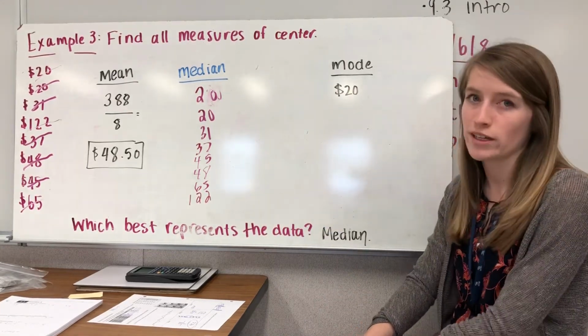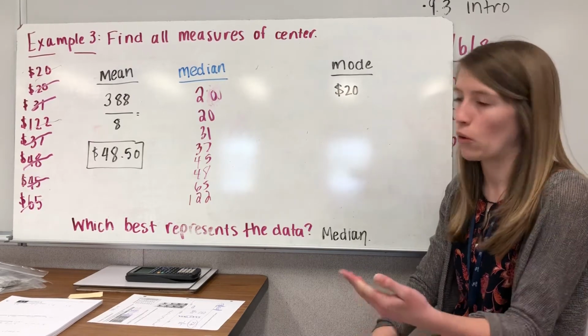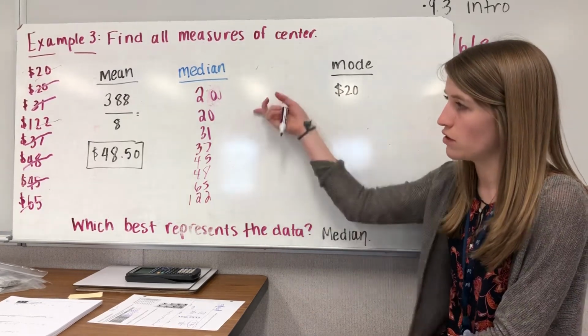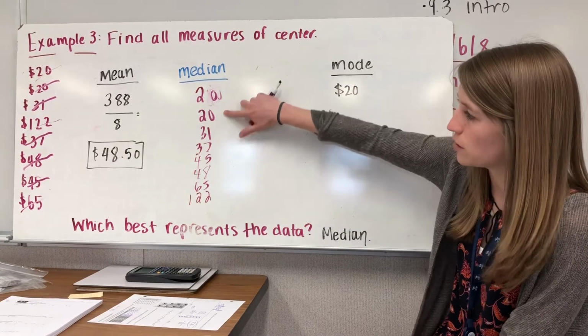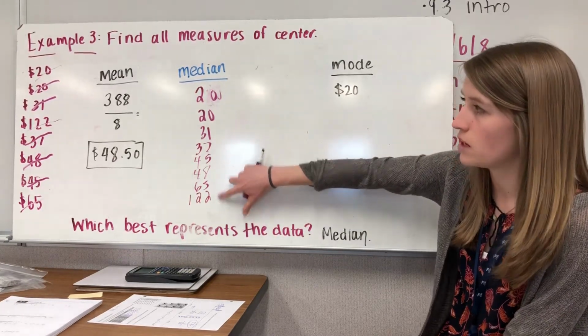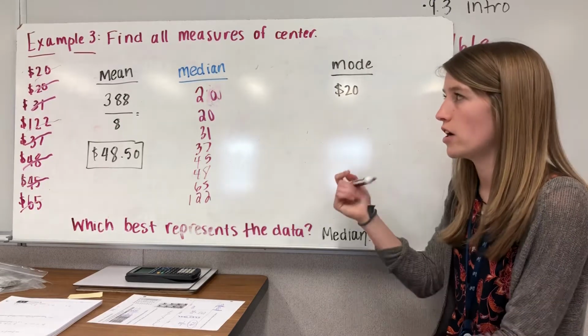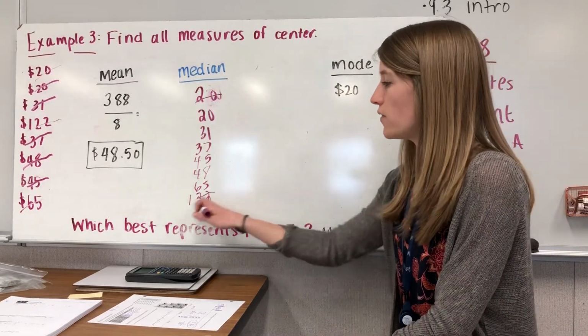In order. A quick check to make sure you've done your ordering step correctly is just to make sure you still have the same number of numbers that you started with. 1, 2, 3, 4, 5, 6, 7, 8. 8 numbers here, 8 numbers there. I have all my numbers. Let's go ahead and find that middle value.